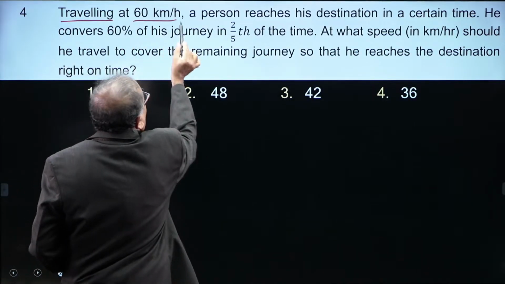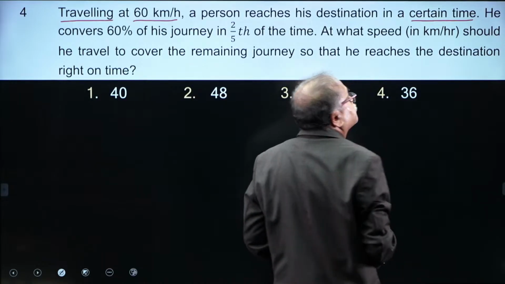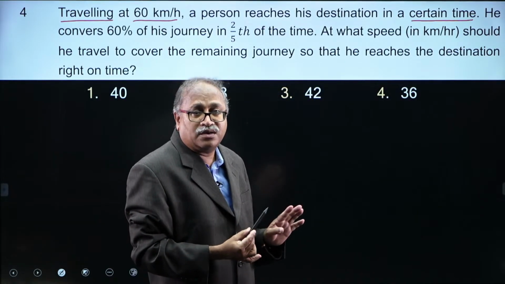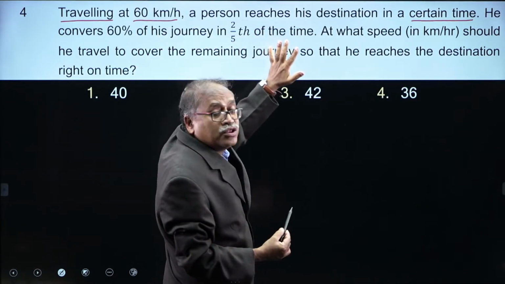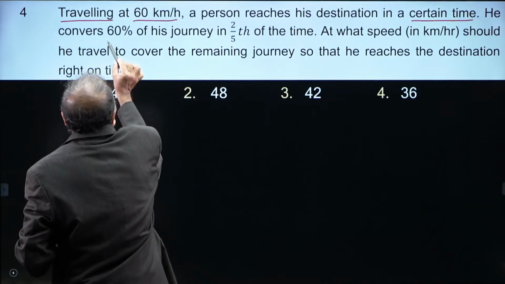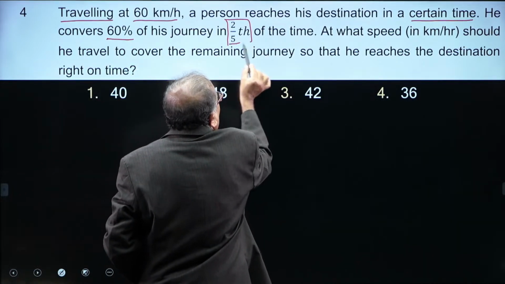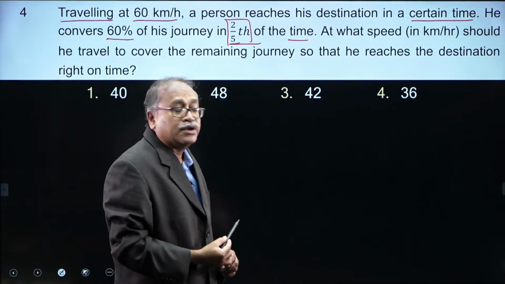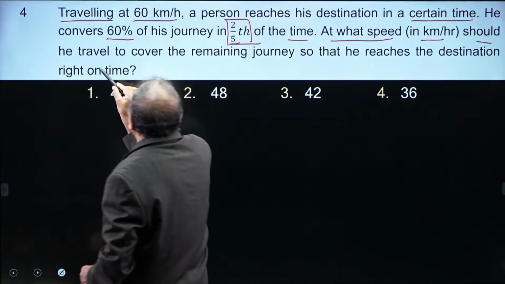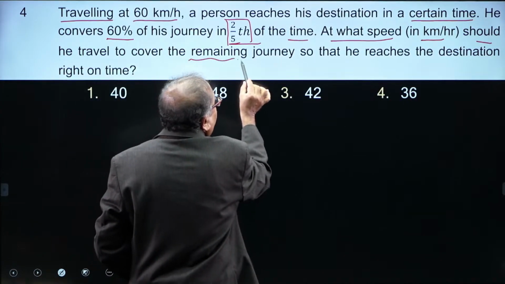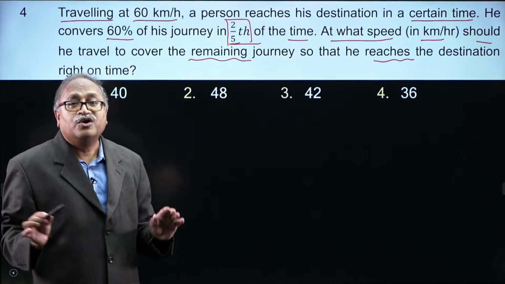Traveling at 60 km per hour, a person reaches the destination at a certain time. I do not know the distance till now. Speed I know, but I do not know the time. He covers 60% of the journey in 2/5 of the time. Now, at what speed in kilometer per hour should he travel to cover the remaining journey so that he reaches the destination on time?